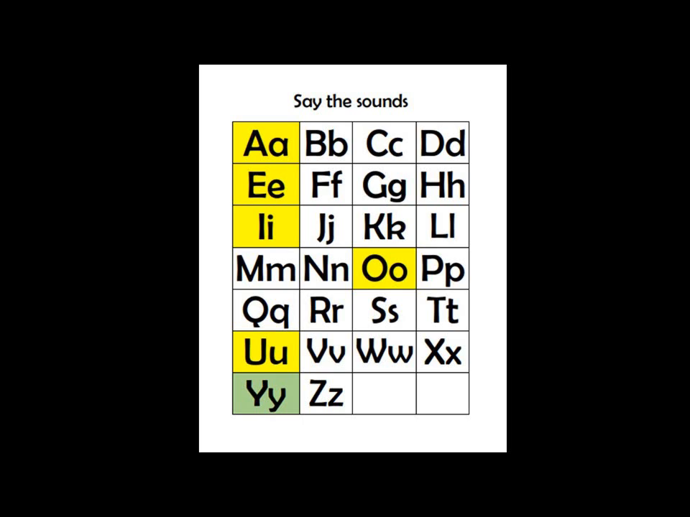U has two sounds. V. W. The X makes the K, S sound. The Y makes the I and the E sound too. And Z. All right, say these after me again.